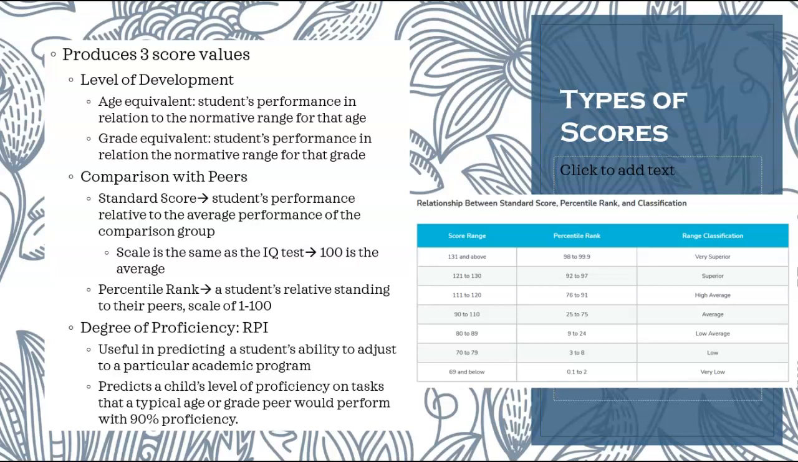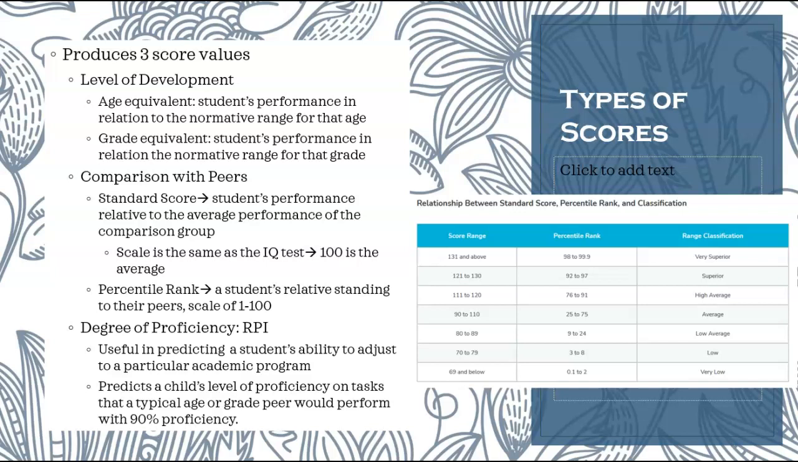The percentile rank is a student's relative standing to their peers on a scale of 1 to 100. So like if we say a student is in their 80th percentile, that means that they perform better than 80% of their peers on that particular test.